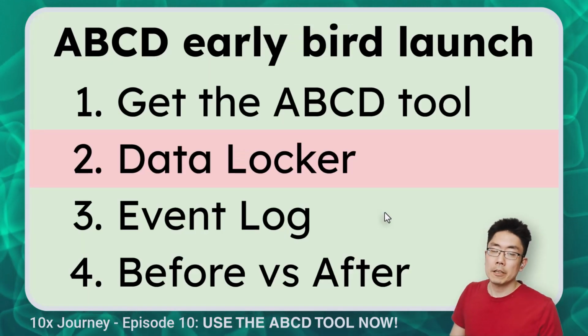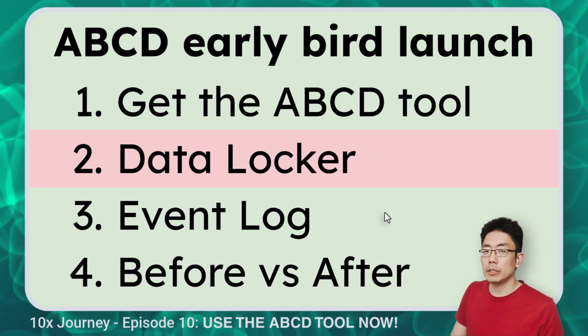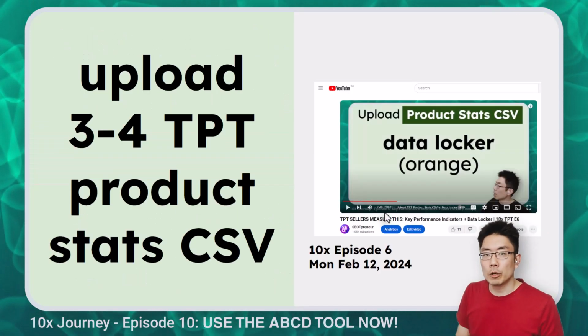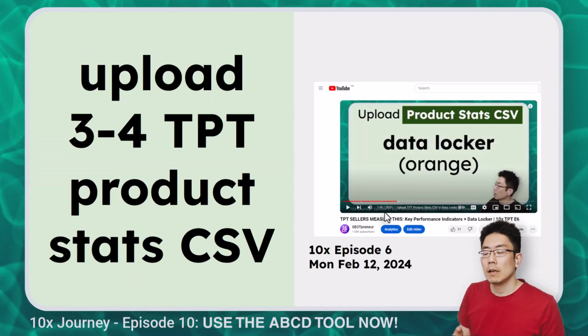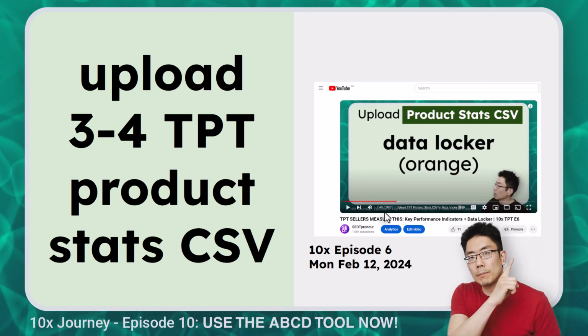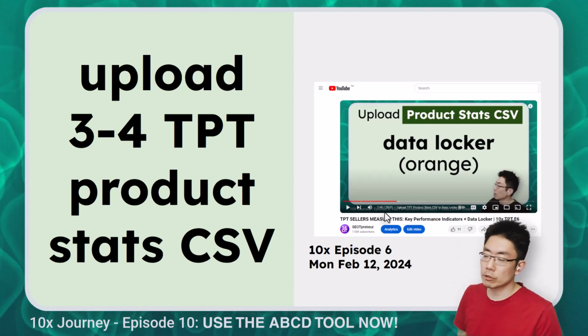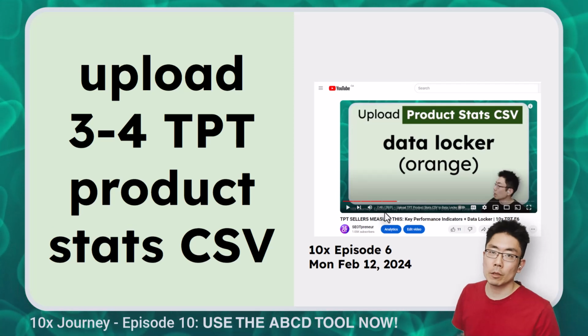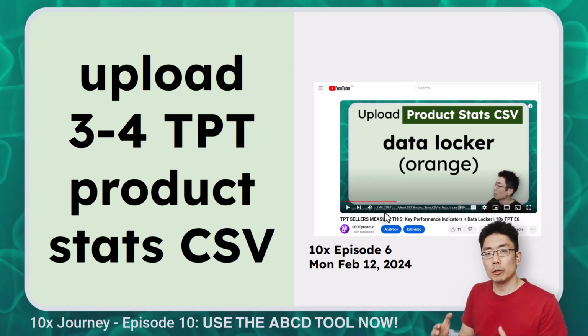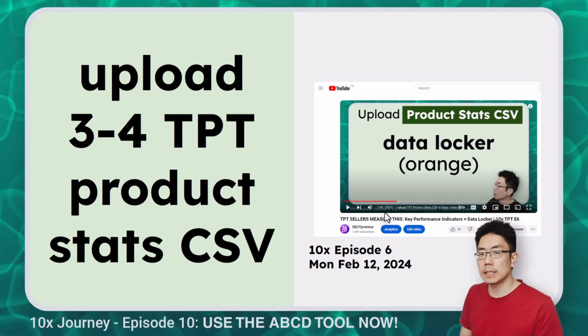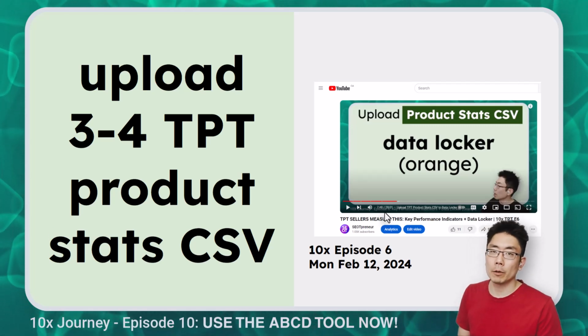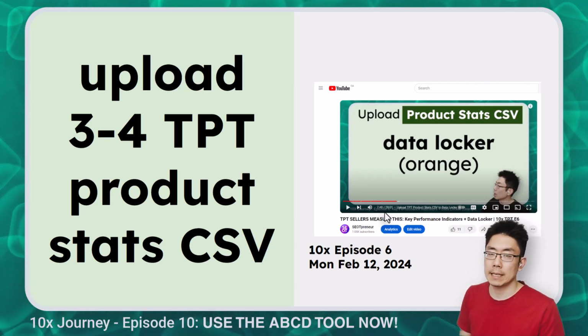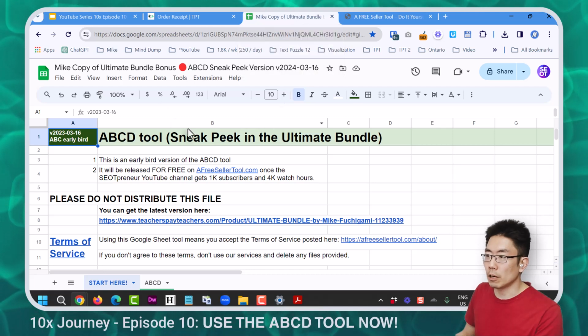Now, I have to use the data locker in order to use the ABCD tool. If you don't know what I'm talking about with the data locker, you're going to have to watch the video up in the corner or go to the video description to watch 10x episode 6. And I show you how to upload your product stat CSV files into the data locker. You're going to need to upload at least 3 or 4 different product stat CSV files. So here's my copy of the ultimate bundle bonus.